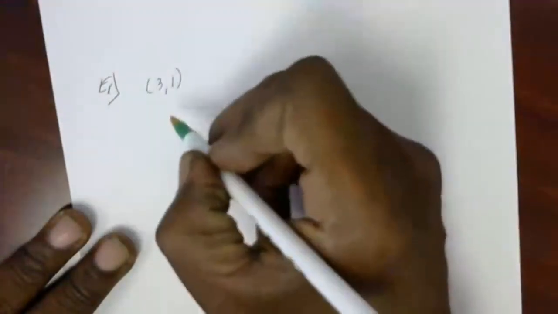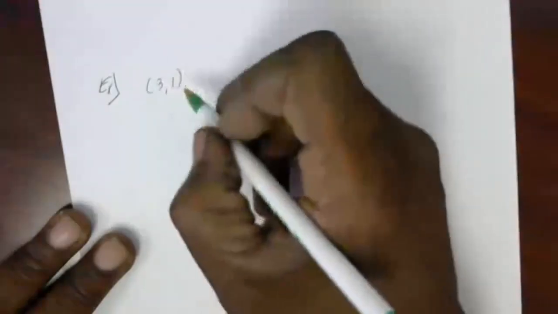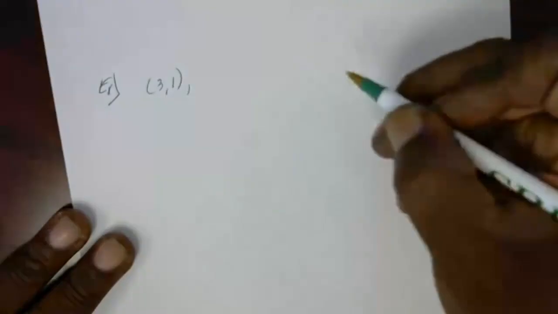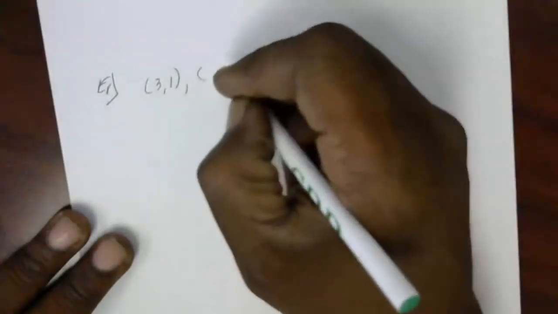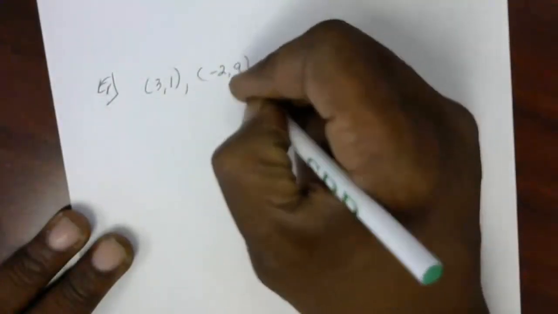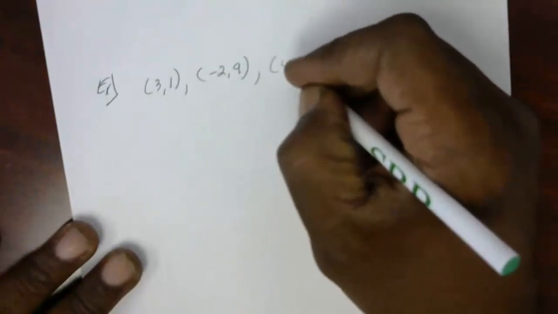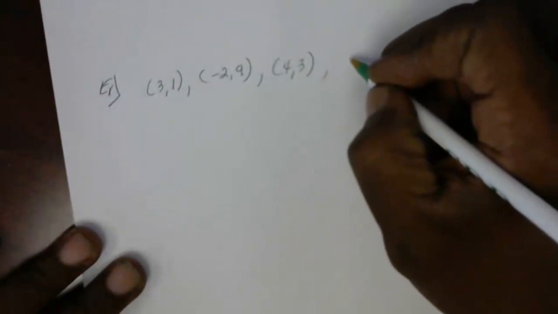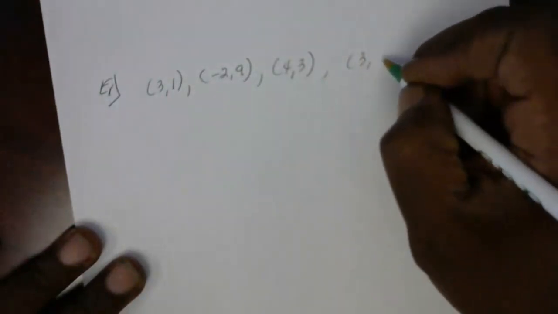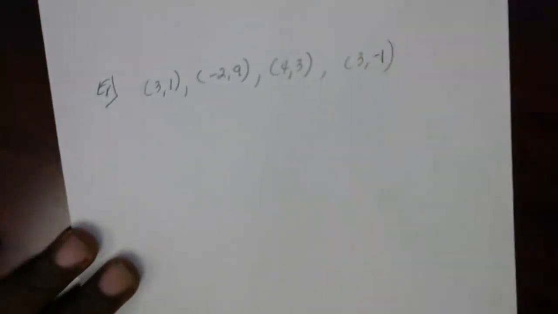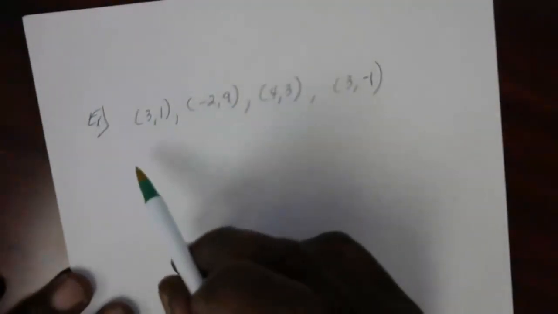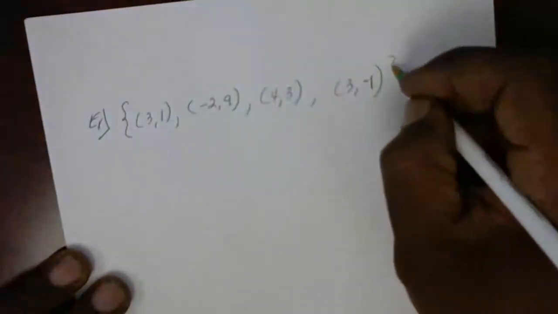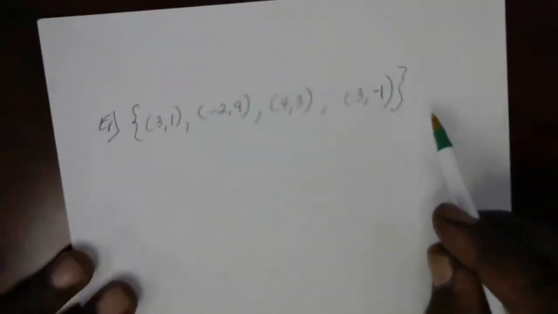(3, 1). So normally a relation is a set of ordered pairs. So we have 3, 1 as our first ordered pair. Our second ordered pair is -2, 9. Next we have 4, 3. And then last we have 3, -1. All right, so this is a relation, right? It's just a set of ordered pairs. So in order to group these things, I'm going to use a set of curly braces.